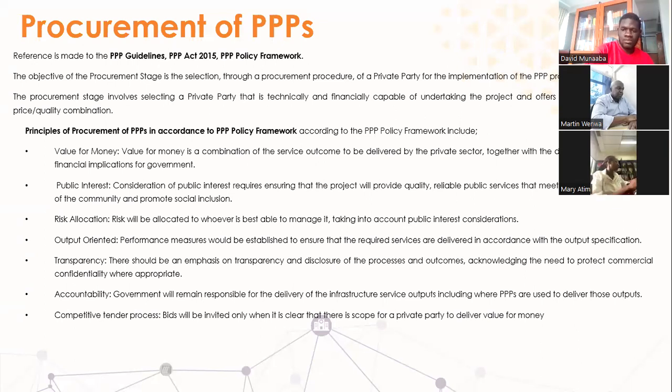Highlighted below are the principles of procurement of PPPs in accordance with the PPP policy framework. Number 1 is value for money. Number 2 is public interest. Number 3 is risk allocation. Number 4 is output oriented. Number 5 is transparency. Number 6 is accountability. And number 7 is competitive tender process.